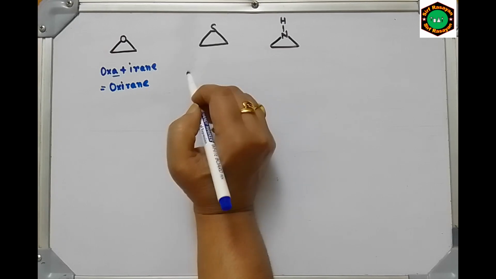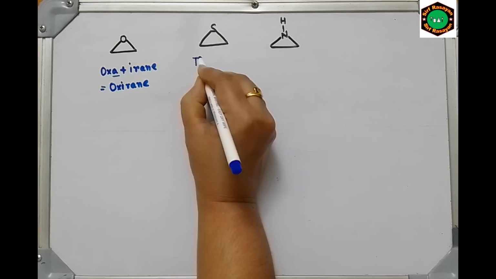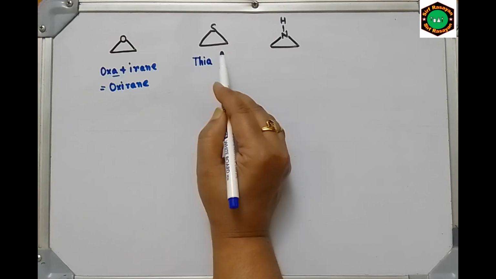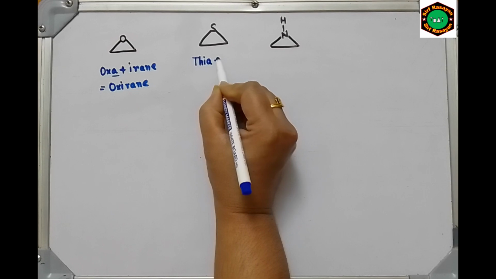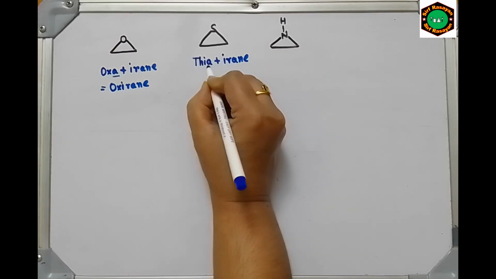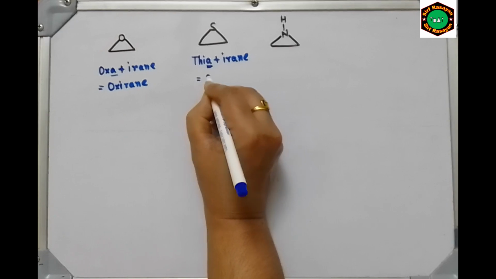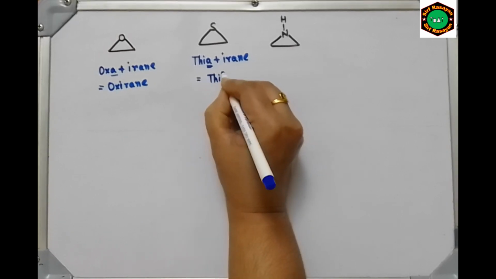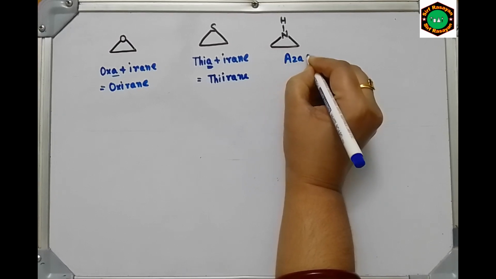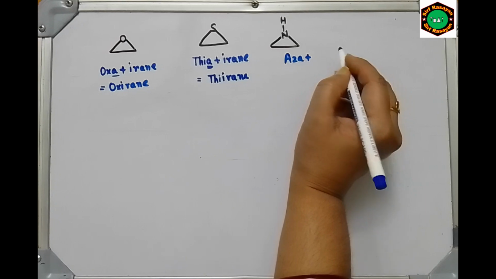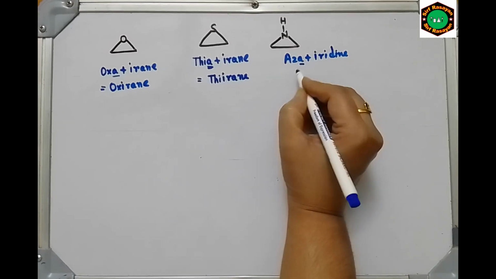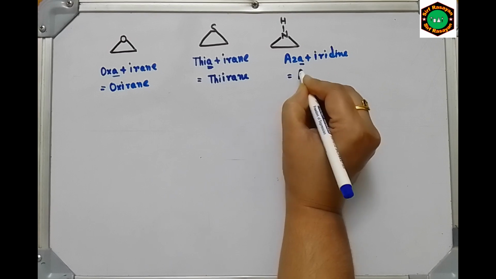Three-membered ring, in which sulfur is there. Sulfur means thia, the prefix you have to add according to table A. According to table B, this part, a three-membered ring with saturation, is irane. It is starting with a vowel, so A you have to drop. It is thiirane. Three-membered nitrogen containing ring, nitrogen means aza, plus for a saturated nitrogen containing ring you have to write iridine. So this A you have to drop, it will become aziridine.